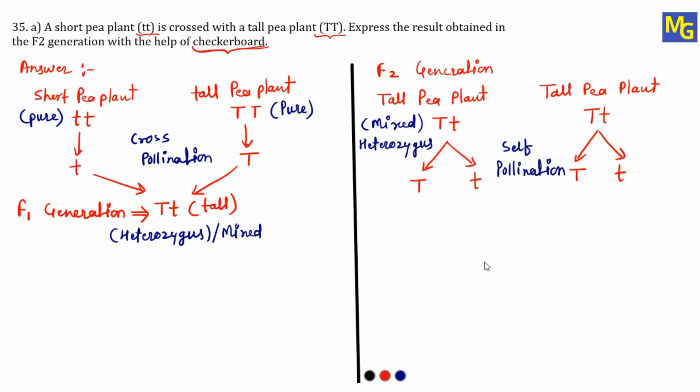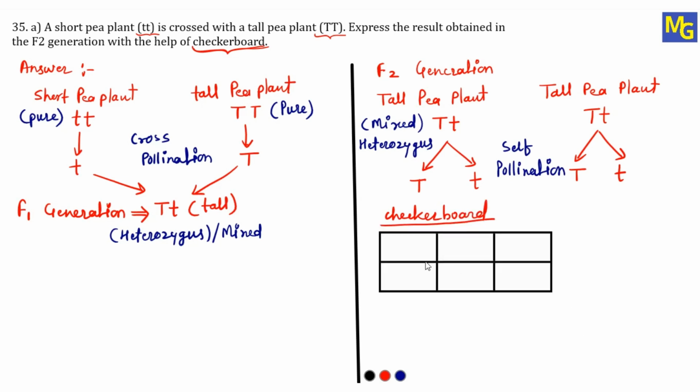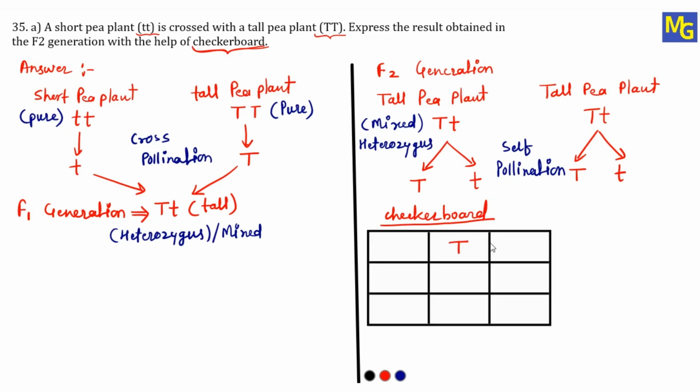So I'll draw the checkerboard here. So I'll write it here, checkerboard. Now, so this is called a checkerboard. Write the gene capital T, small t, and here I have to take one more row for this. Let me take one more row here. Now write down capital T, small t. So first one is for this one and second one is for this one.